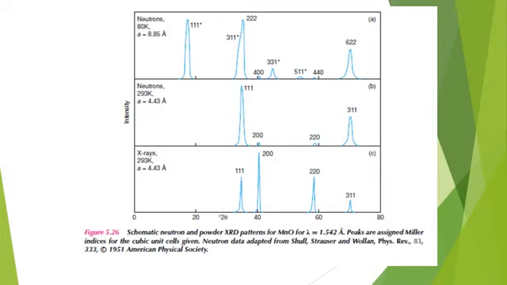Neutron data adopted from Shull, Strauser, and Wollan. So this is the reference from which this figure is taken. Physical Review 83, an American journal of the American Physical Society.